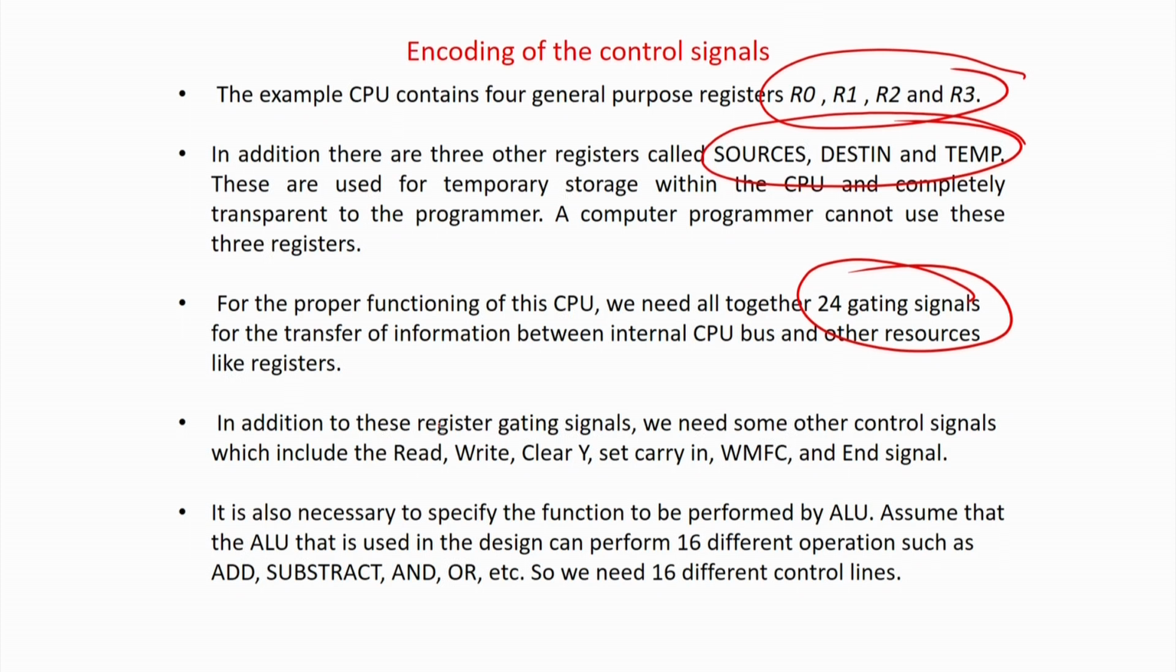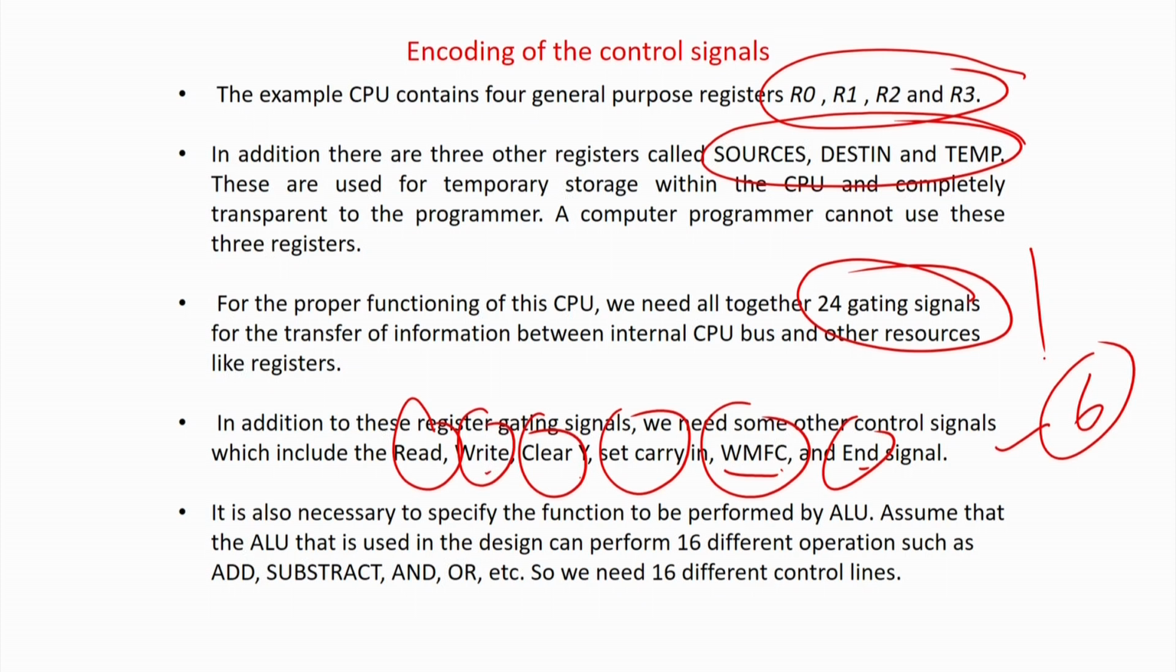Along with that basically read, write, clear, set, carry in, some signals WFMC, and end. These signals can be more, but in this example we are assuming that these many extra signals are there: read, write from the memory, clear means clearing some value of Y in a register, set, carry in, that is the carry in of the ALU, wait for the memory, and end. So this corresponds to 1, 2, 3, 4, 5, 6. There are another 6 signals.